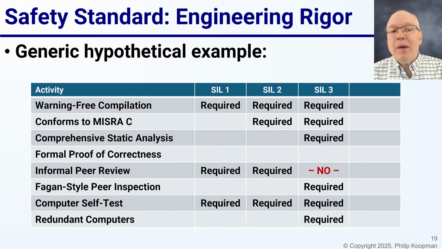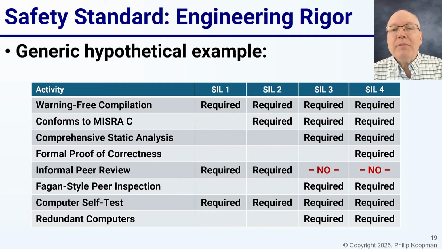So you might have to do comprehensive static analysis with a tool, well beyond just compiler warnings and conformance to a standard. And you may be told informal peer reviews are not good enough. You have to do Fagan-style peer inspections and code walkthroughs, because people can die. You have to take code quality a lot more seriously. And you may need redundant computers, because up at SIL 3 you worry about what if the computer fails while the equipment's operating and generates a bad answer? You need a second computer there to do something. We'll get into those patterns in a moment.